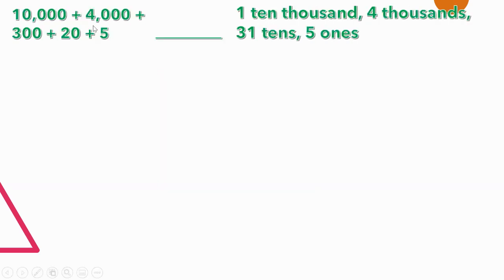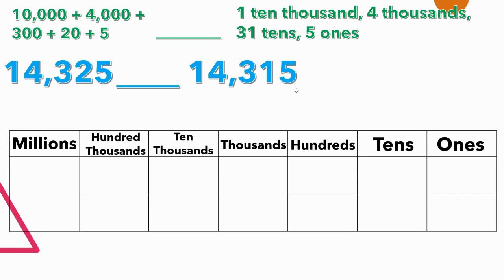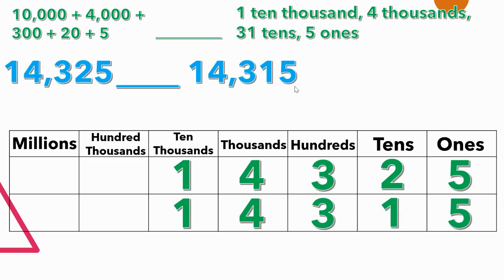Let's try another one. Here we have 10,000 plus 4,000 plus 300 plus 20 plus 5. So we can rewrite that in standard form, putting a 1 in the 10,000s place, a 4 in the thousands place, a 3 in the hundreds place, a 2 in the tens place, and 5 in the ones place. Here, our second number is written in unit form. We can see a 1 is in the 10,000s place value, the 4 is in the thousands place value, 31 tens means there's 3 hundreds and 1 ten, and 5 in the ones place. Now that these numbers are written in standard form, we can compare them in our place value chart. 14,325 goes on top, 14,315 goes on the bottom.